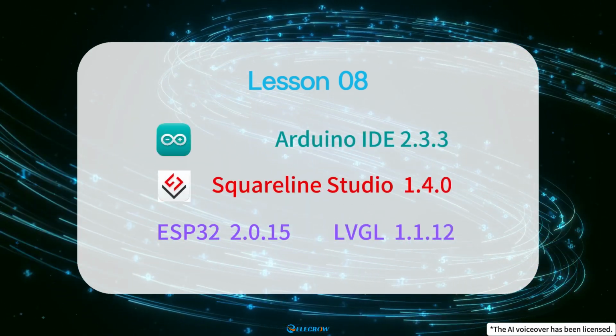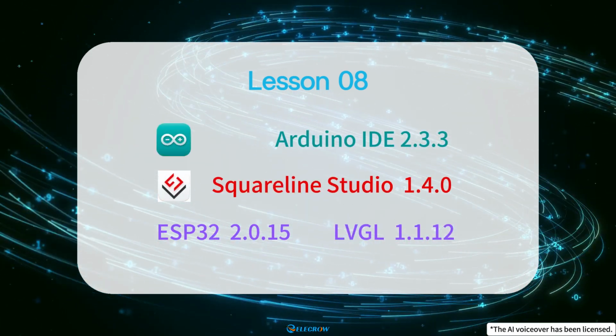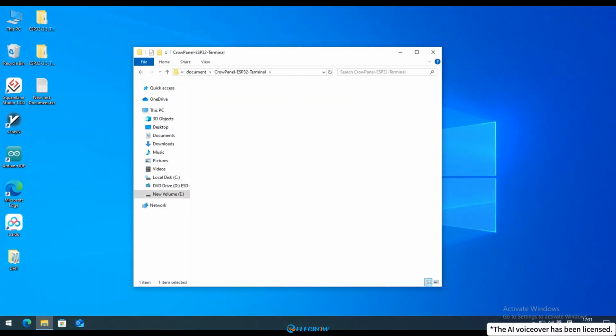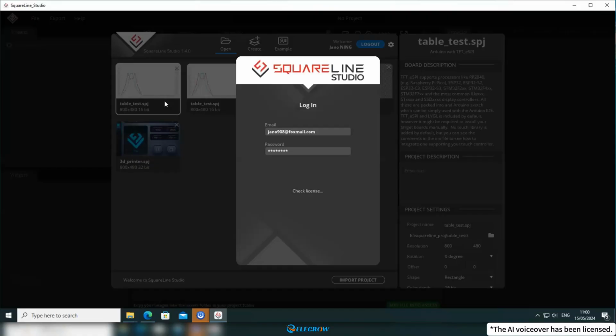The software versions used in this lesson are as follows. Locate the example code for the 8th lesson in the course files. Currently, this example code directory does not contain any UI files. We need to design the UI first and export the UI file. Open Squareline Studio.